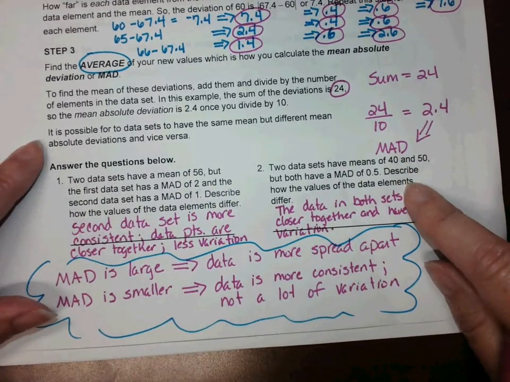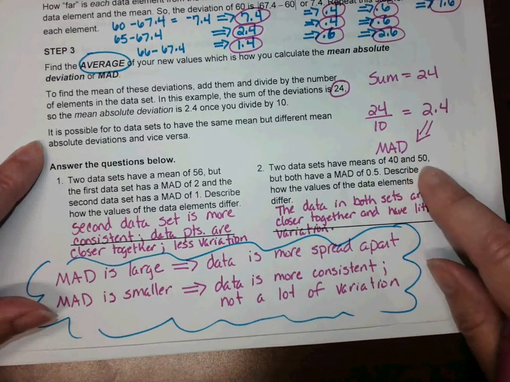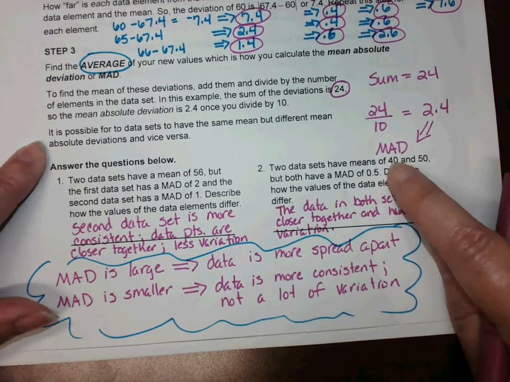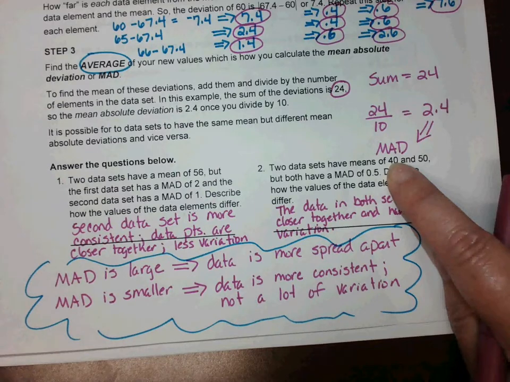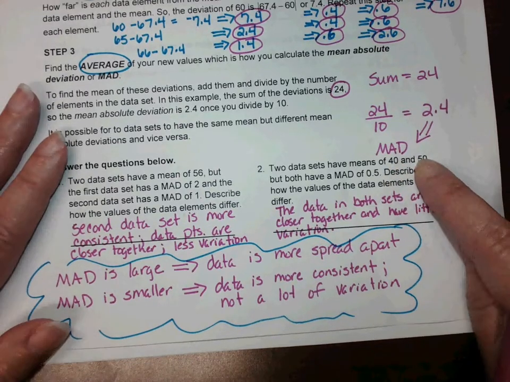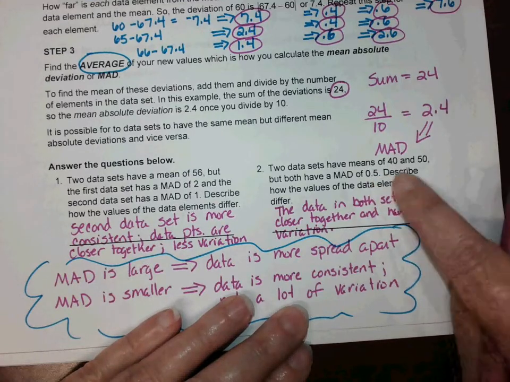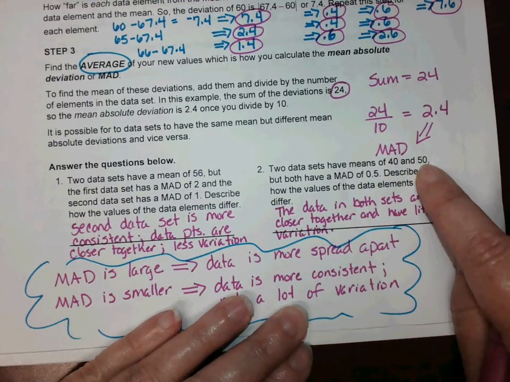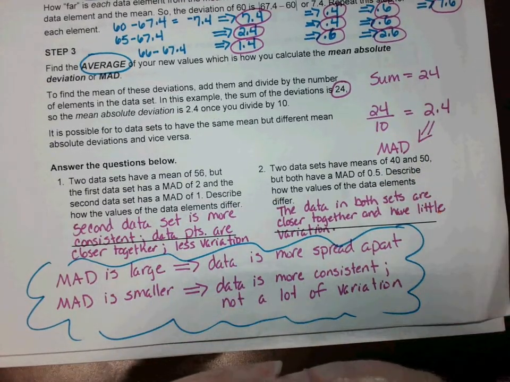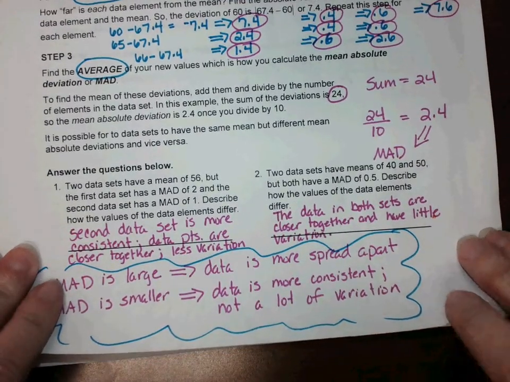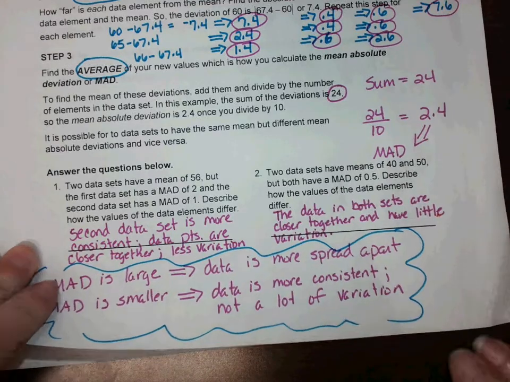Here, the 2 data sets have means of 40 and 50, but both have a MAD of 0.5. So in this data set, the numbers are smaller, right? And in this, but they're close together. They have a very small MAD. Here, the numbers are bigger, but they're still very, very close together. So that's kind of how you interpret a mean absolute deviation.